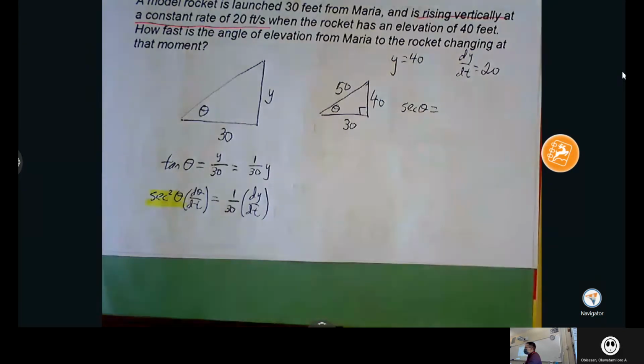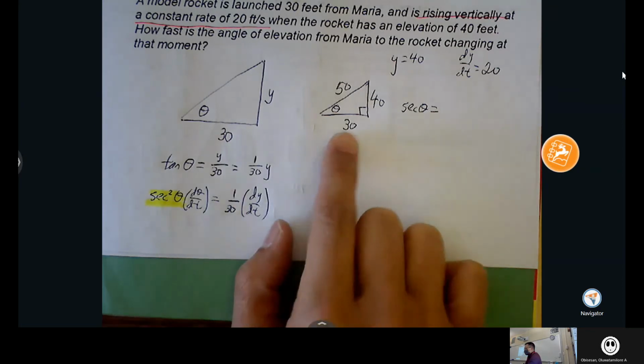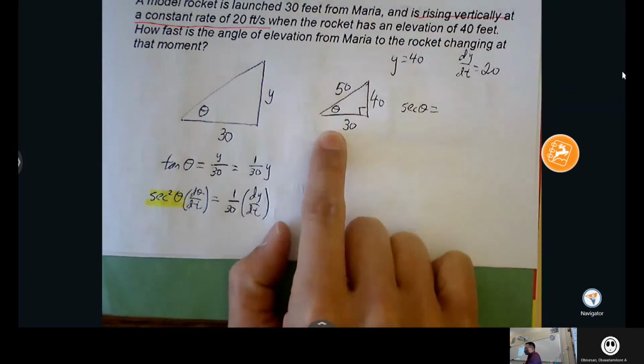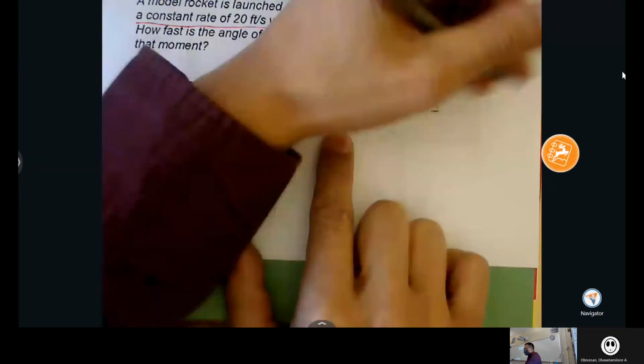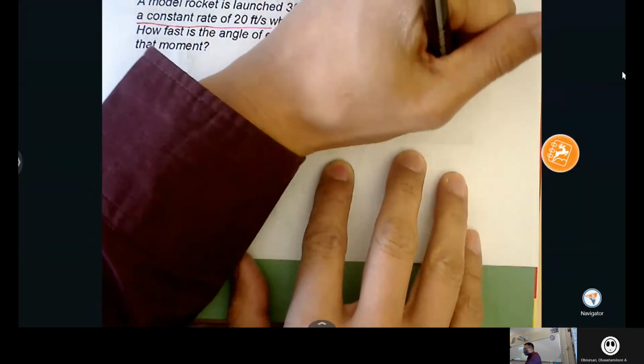Mm. Or no, 1 over, wait, 1 over. Okay, let's figure out what's cosine. What's cosine? 40 over 50. Mm. Opposite of 30. That's sine, right? Cosine is adjacent. Oh, adjacent over hypotenuse. So 30 over 50. So that's cosine, right? So therefore, secant is 1 over that, which is 50 over 30.